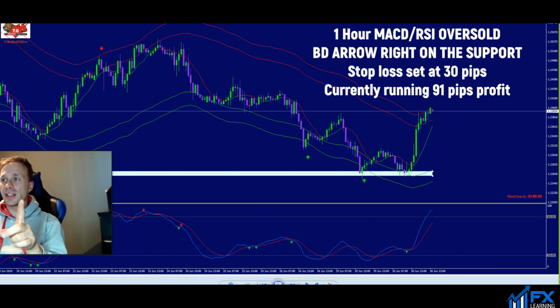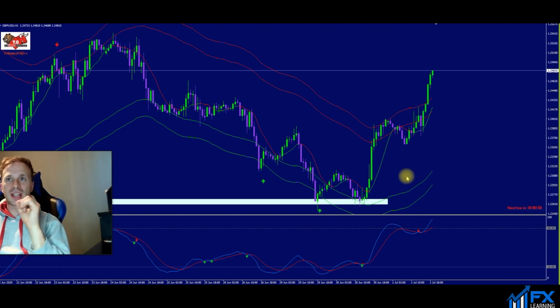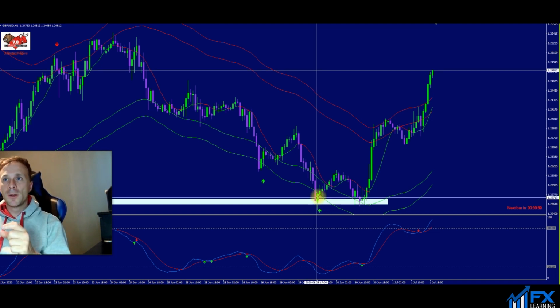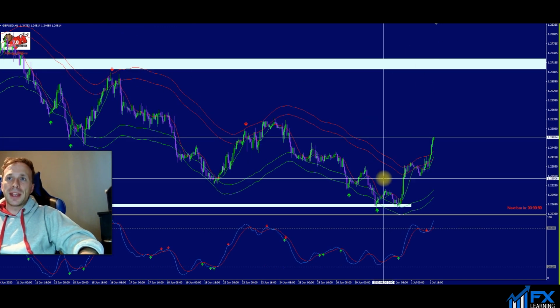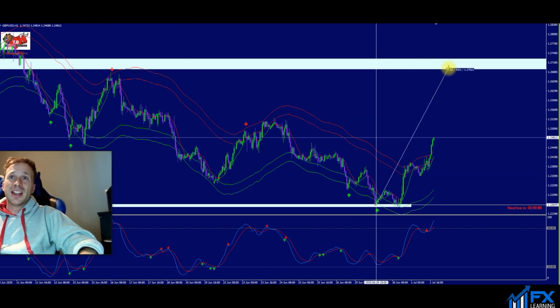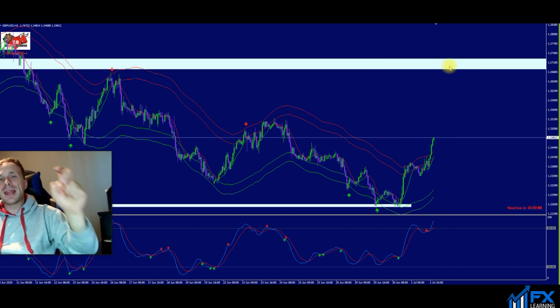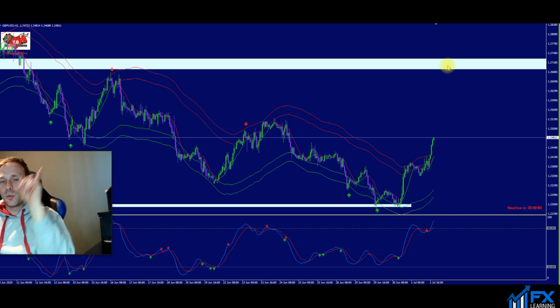Look at the trade now. Okay, I'm currently 191 pips in profit, still going strong. My initial target for this is at the top here. So really this is going to be a 440 pip move to the upside with a 30 pip stop loss. Now, where do I get this target from?